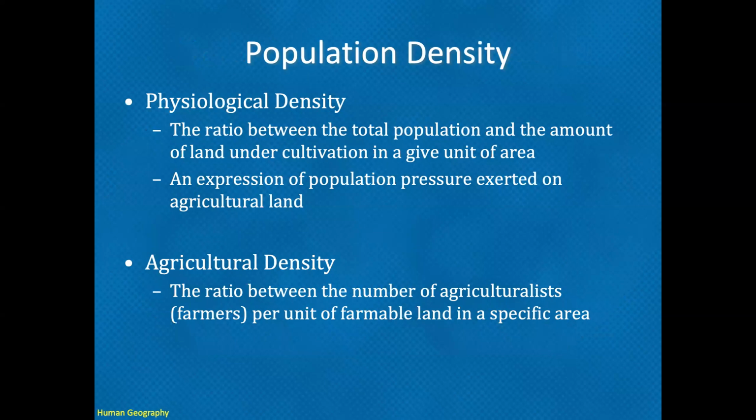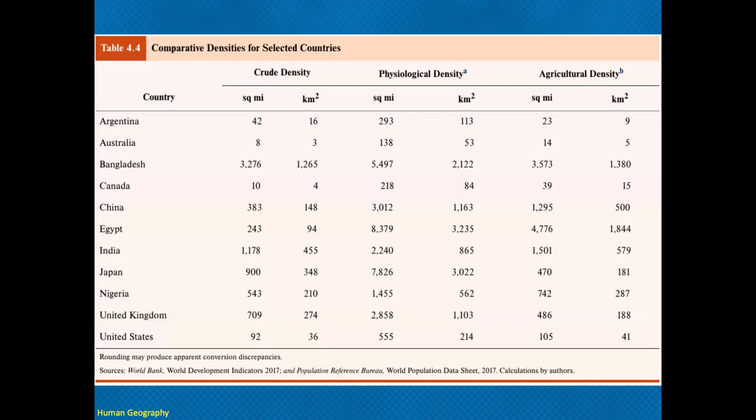There's the idea of physiological density and agricultural density. Physiological density is the ratio between the total population and the amount of land under cultivation, meaning that it can actually support a population of humans. And agricultural density is the ratio between the number of agriculturalists, farmers, per unit of area that can actually be farmed and used for that purpose. So here's the idea of the 3: crude or arithmetic, physiologic, and agricultural. And you can see the difference in the numbers.